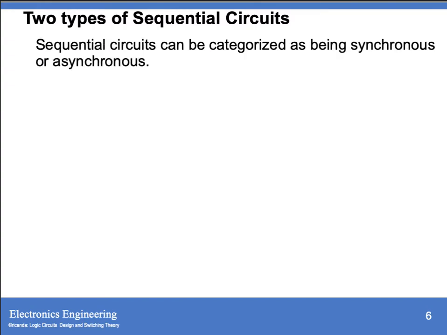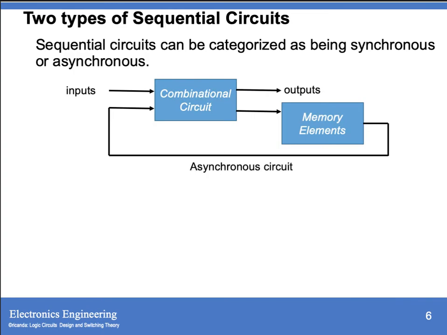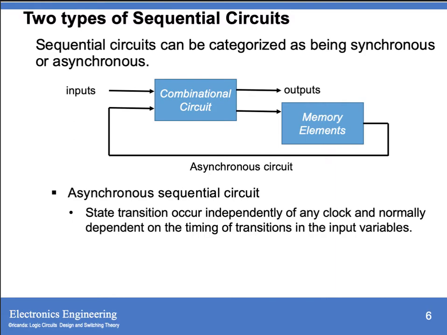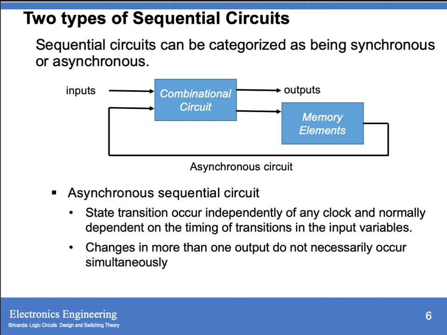The second one is what you call your asynchronous circuit. So we have no more clock input to your memory elements. State transitions occur independently of any clock and are normally dependent on the timing of transitions in the input variables. Changes in more than one output do not necessarily occur simultaneously. This type of circuit may have better performance but is hard to design.